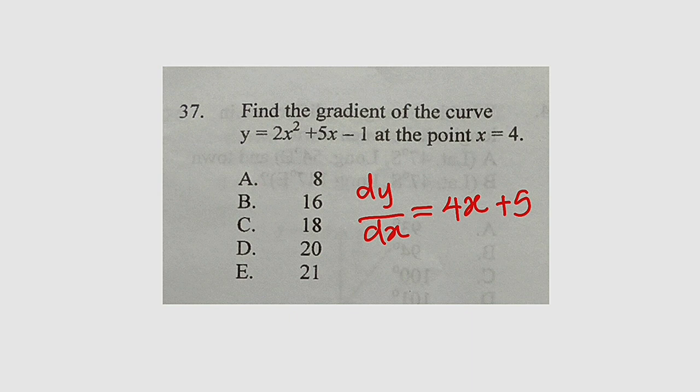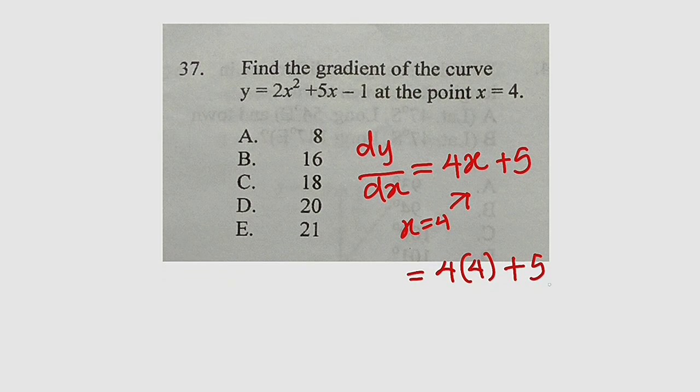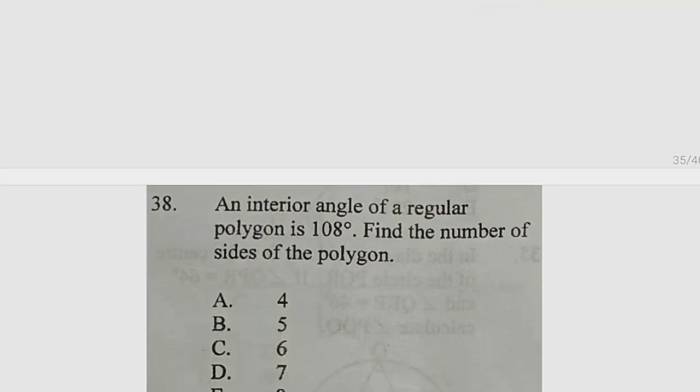So all you have to do is to plug in x equal to 4 here. So we have 4 multiplied by 4, then plus 5. 4 multiplied by 4 is 16, and 16 plus 5 is equal to 21. So it is option E. Let's move on to question number 38.